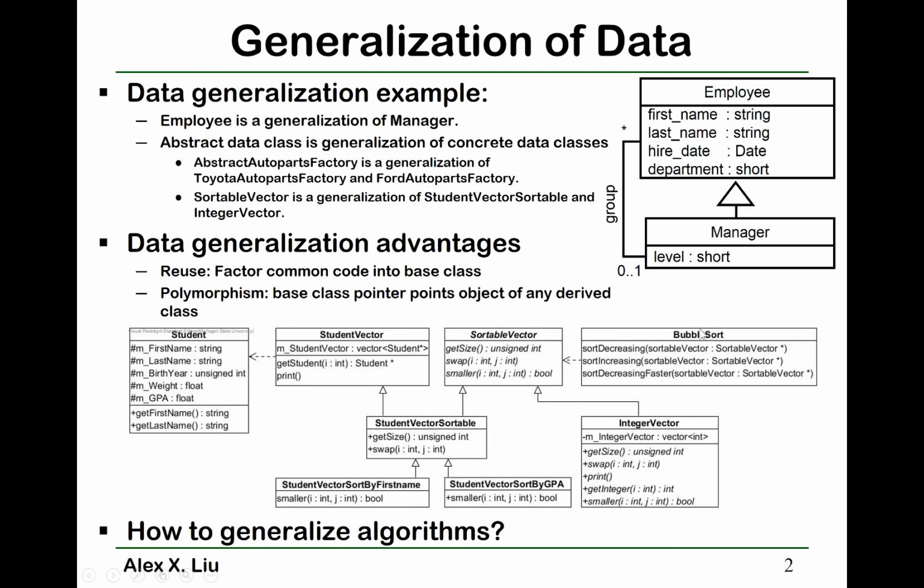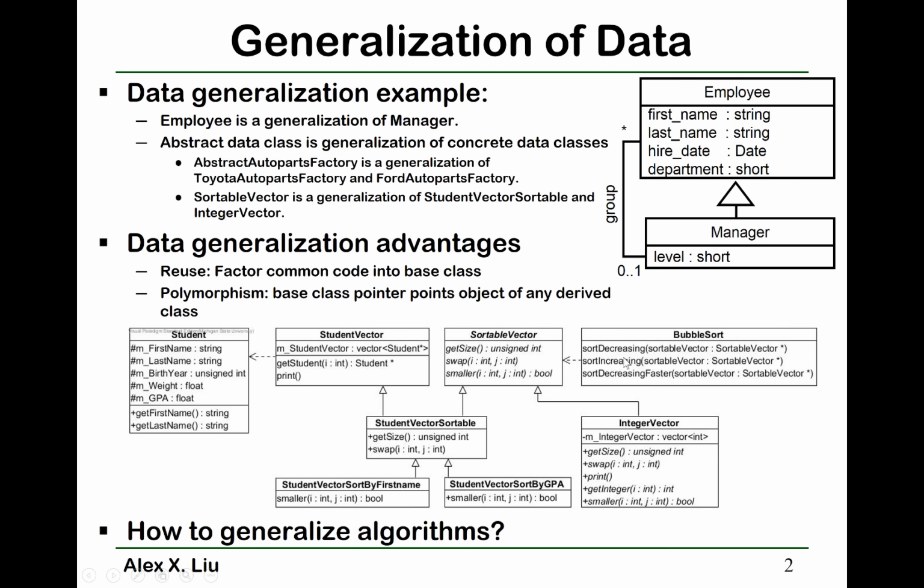For example, in this bubble sort class, we have this sort decreasing algorithm and this sort increasing algorithm, and even another faster one, sort decreasing faster algorithm. And all these algorithms work with this sortable vector. This is the abstract class. Basically, any derived class that implements this sortable vector interface will be able to work with this sort decreasing algorithm and sort increasing algorithm and this sort decreasing faster algorithm.